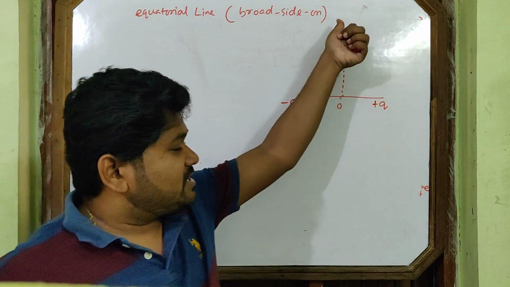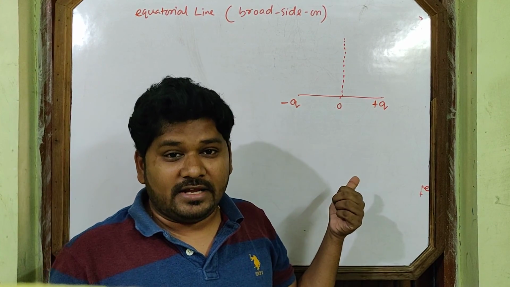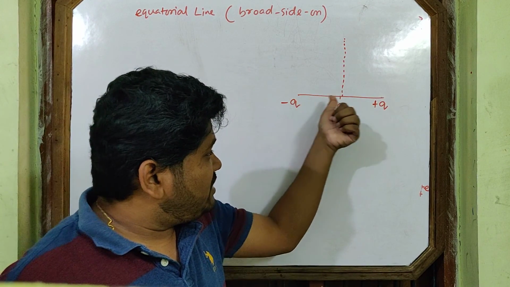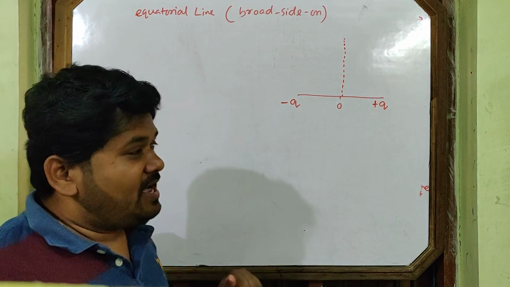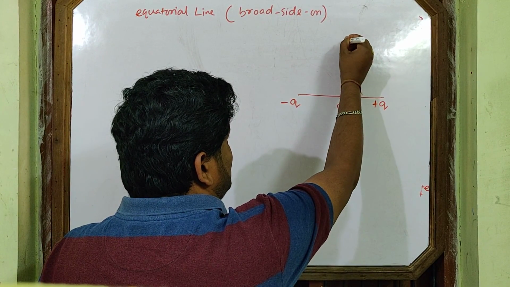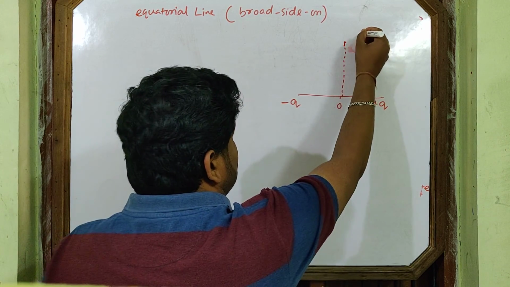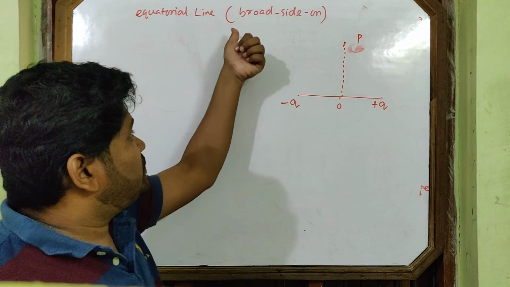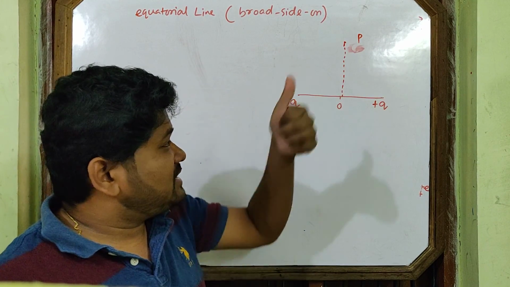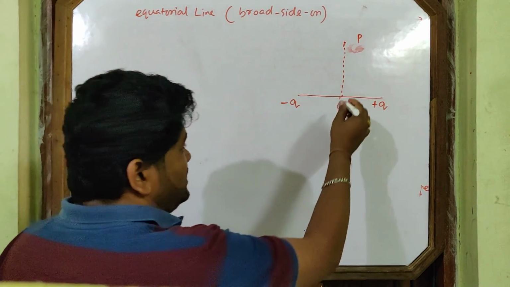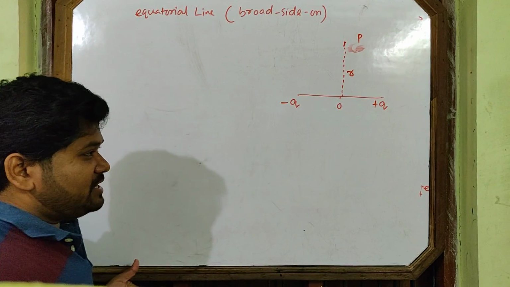The perpendicular bisector of the axial line which passes through the middle is called the equatorial line. The line which is perpendicular to the axial line and passes through the center of the dipole is called the equatorial line. Any point on this equatorial line, let's take one point P, is called broadside on position. Now we will find the intensity at this point. Let's take this distance R. P is any point on the equatorial line at a distance R from the center of the dipole.